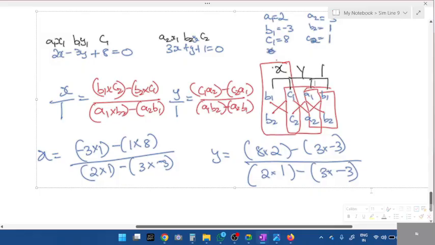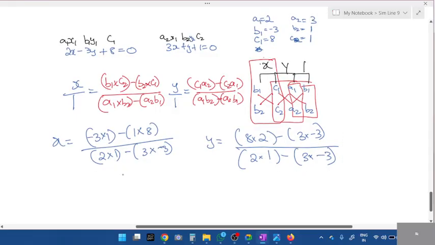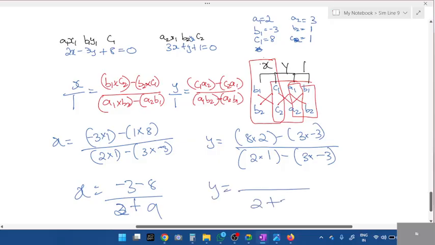Yes, completed, all students? Maximum only within 5 minutes you'll have to complete. You're taking too long. Okay, what is the x value? Minus 3 minus 8 divided by 2 plus 9. And y? 16 plus... is it 16? Which is 8 into 3. Sorry, 8 into 3. Yes. How much is 8 into 3? 24.